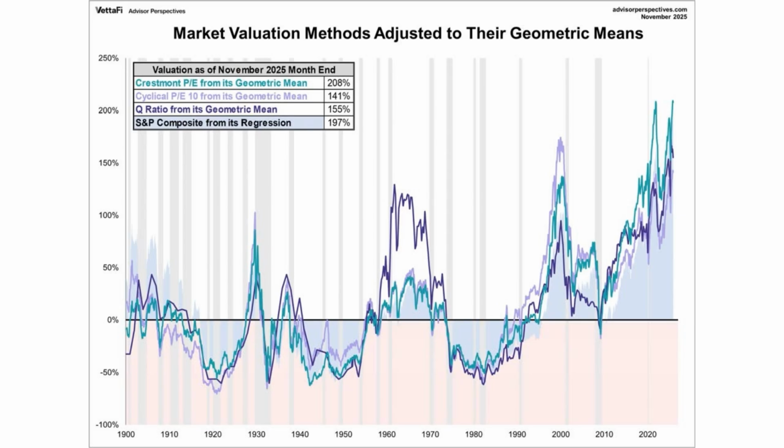Now I want to provide an alternative view. Let's adjust the Crestmont PE, the PE10, and the Q ratio to the geometric means, rather than their arithmetic means that we used in the first 2 charts. The arithmetic mean is like a simple average. You add up all the numbers and divide. But the geometric mean is more appropriate for things that grow multiplicatively because it smooths out the peaks and valleys more effectively. And this method is less sensitive to extreme values. With this approach, the overvaluation range shifts higher, now between 141% and 208%, depending on the indicator.